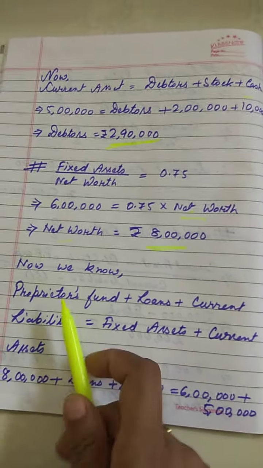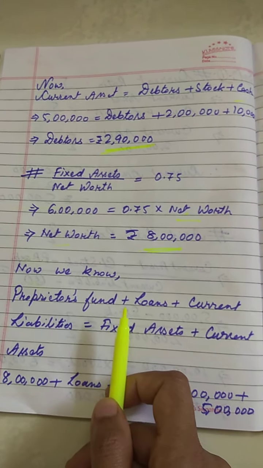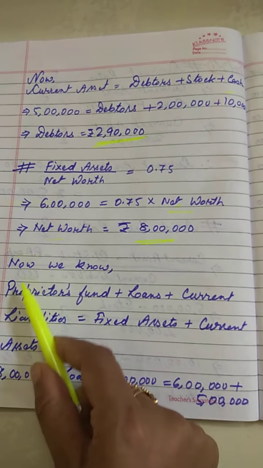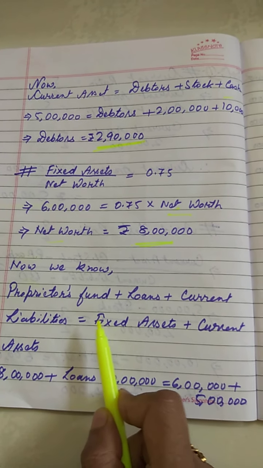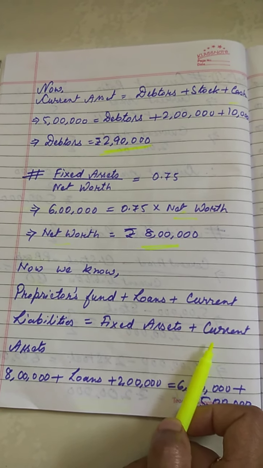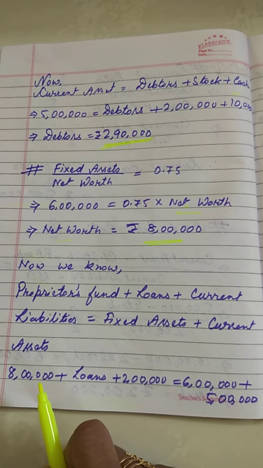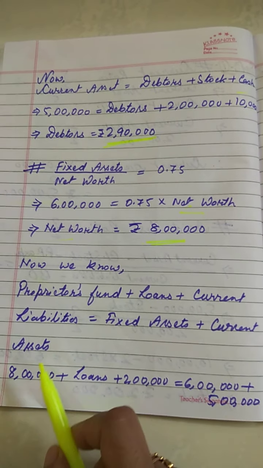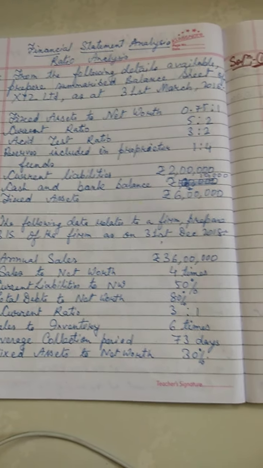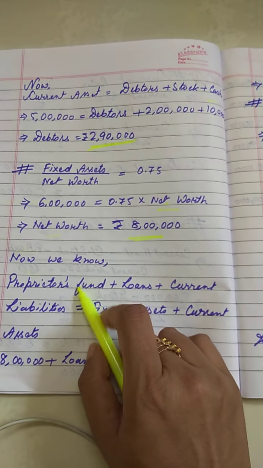Now this is a simple phenomenon that we all should know, right? Proprietor's fund plus loans plus current liabilities, these are the items of the liability side, should be matching with the total of fixed assets and current assets. These are the items of the right hand side, that is the asset side. Now why we are doing this is because this proprietor's fund is your net worth amount actually, right?